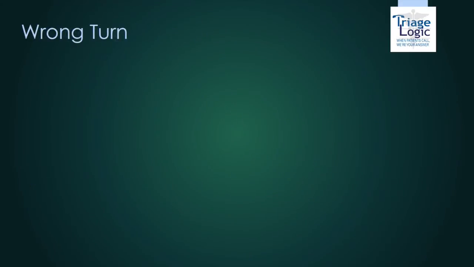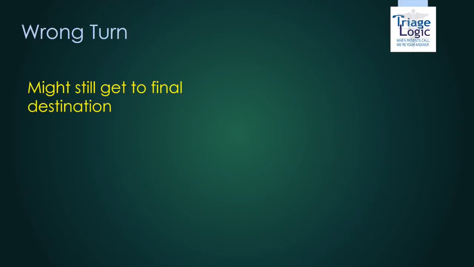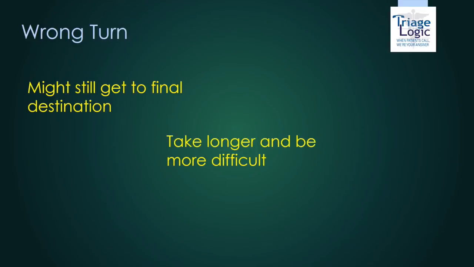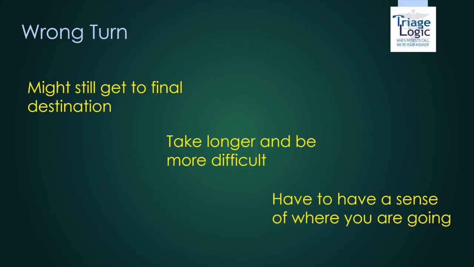Let's suppose we plugged a wrong coordinate into our GPS. We might still be able to get where we wanted to go, but it would take longer and would be more difficult. This is where it is helpful to have a general sense of where you're going and how you want to get there. Without that, it is much more difficult to navigate, even with the use of a GPS.